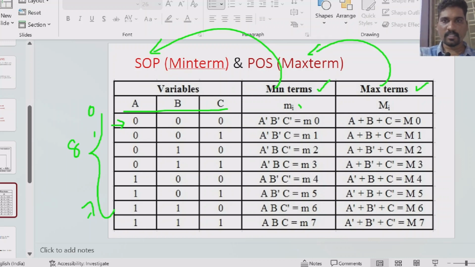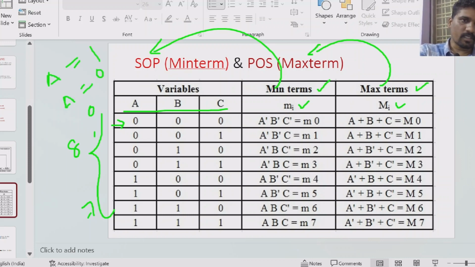It can be represented by small m, it can be represented by capital M. Now see that I told you that in SOP, 1 means A, right? 0 means we need to write A bar. Now see, what is the first input value? 0, 0, 0. This is the A value, this is the B value, this is the C value. How to write it down?